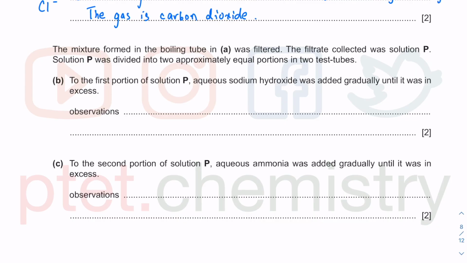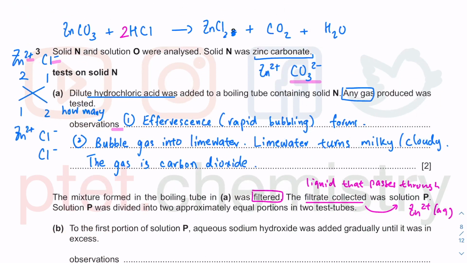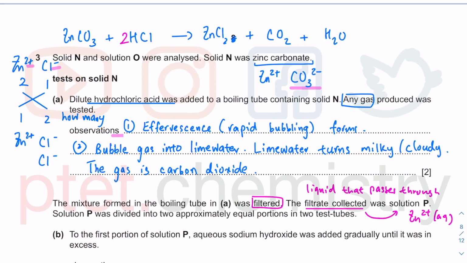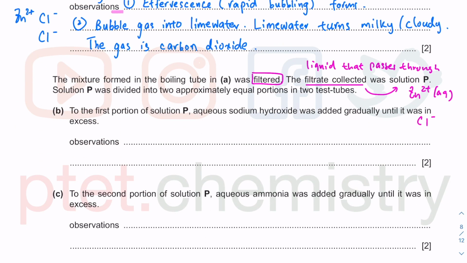So this mixture formed in a boiling tube, you filter that. The filtrate is the solution, the liquid that passed through the filter paper. The reason we do this is probably because some of the carbonate did not react, so we only want the solution that passed through. What we have is Zn2+ aqueous, because we had the zinc chloride. So Zn2+ aqueous. We also have Cl- aqueous. Aqueous means dissolved in water.